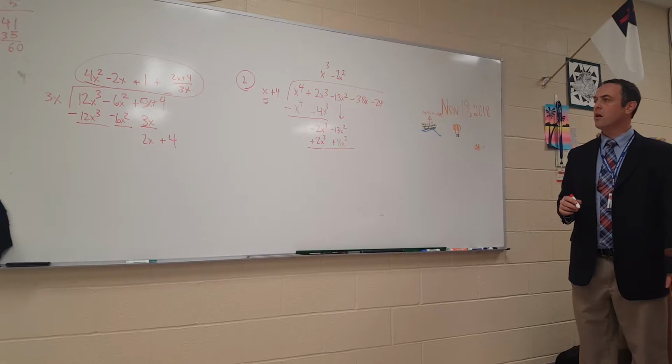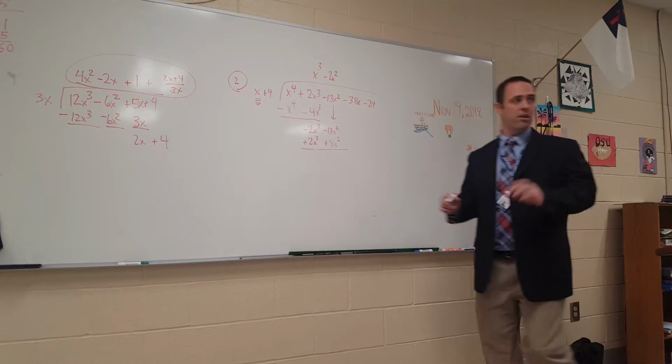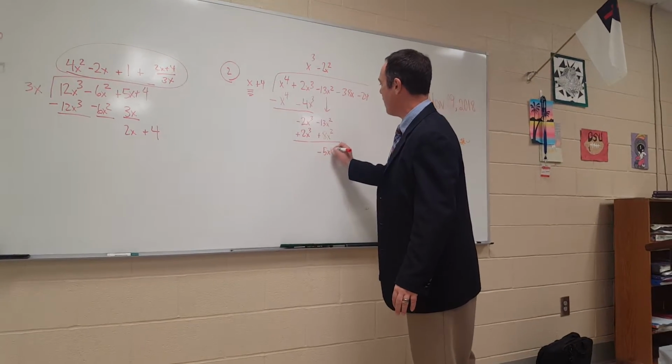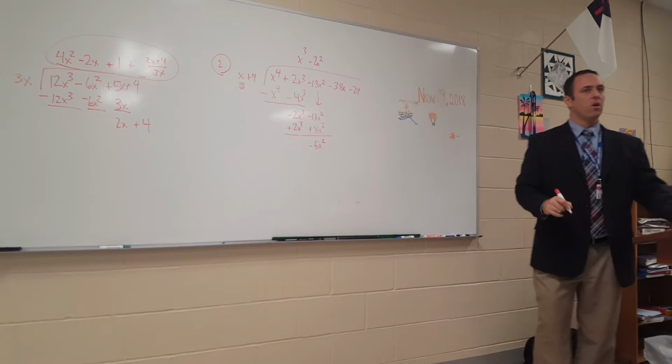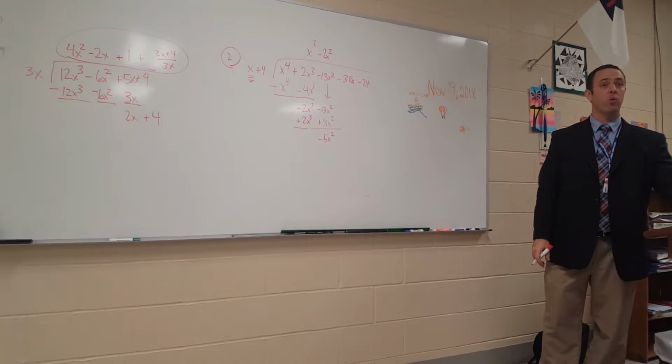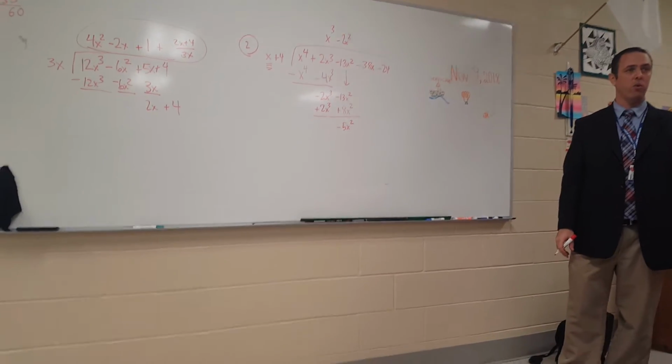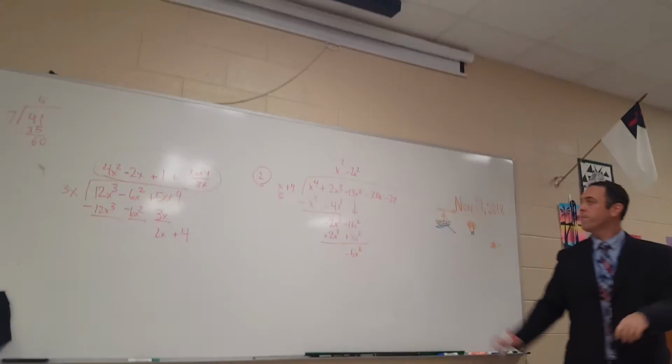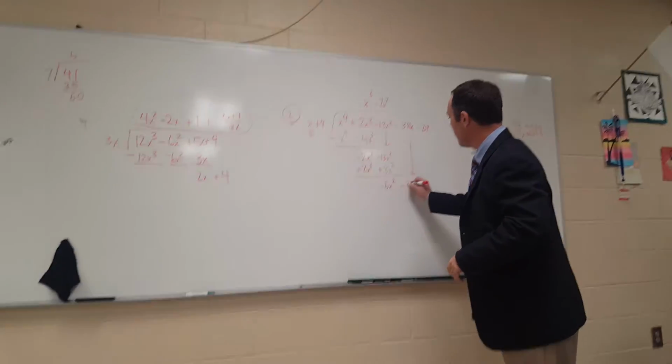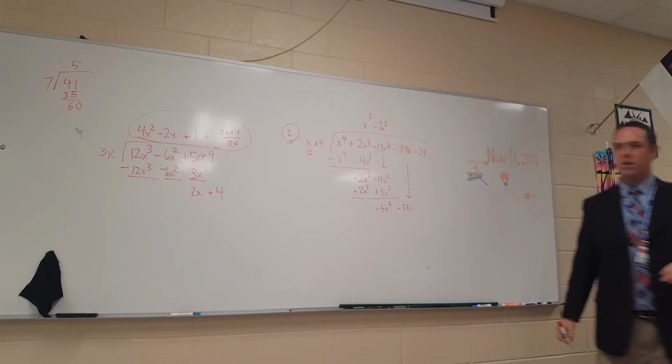Negative 5. The difference is negative 5, so negative 5x squared. Okay? What's the next step then? We repeat the process. Ashley, what would we do next? Bring down negative 38. Good. Bring down the negative 38x. Very good.